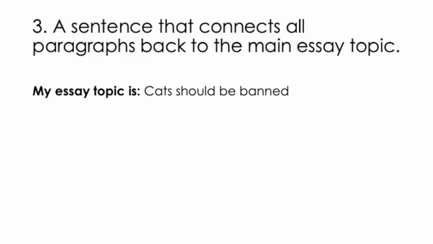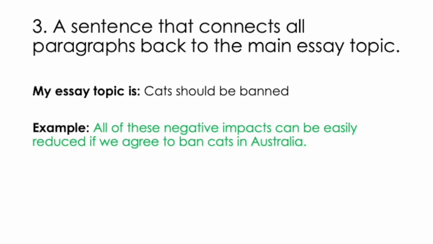Once I've written 1 sentence for each of my paragraphs, then I write another sentence that connects all paragraphs back to the main essay topic. This is really similar to the sentence that started the conclusion, and it's really functionally doing the same thing. I'm trying to say that all of these quick reasons that I just summed up lead us back to that same point. In my example, I've written, all of these negative impacts can be easily reduced if we agree to ban cats in Australia. You notice I've brought this back to my question, but I've changed around the wording so it sounds different in the way that I'm presenting it.